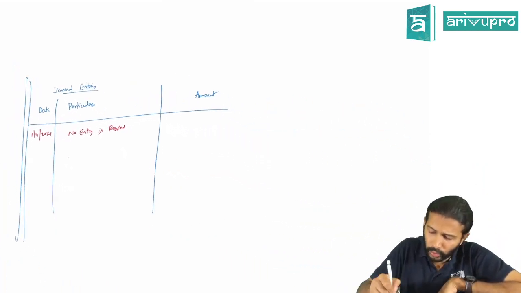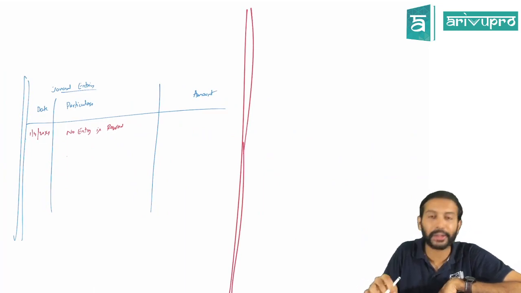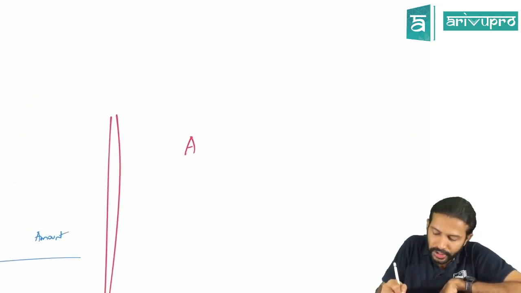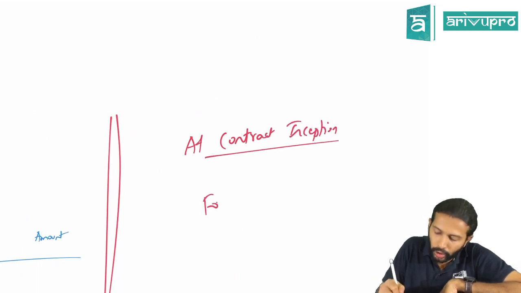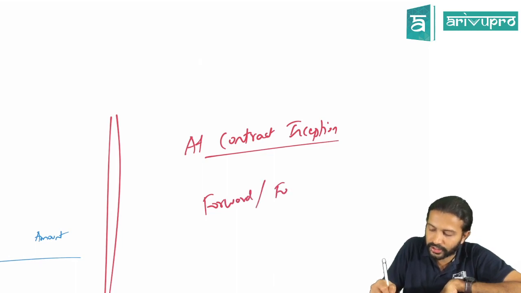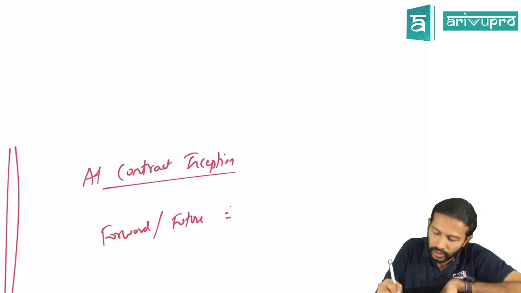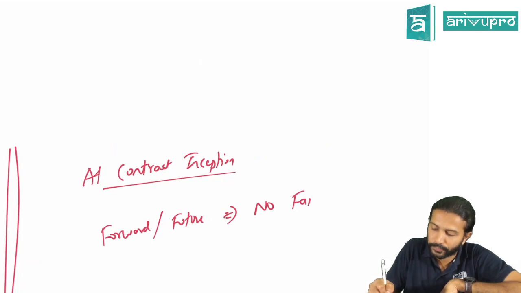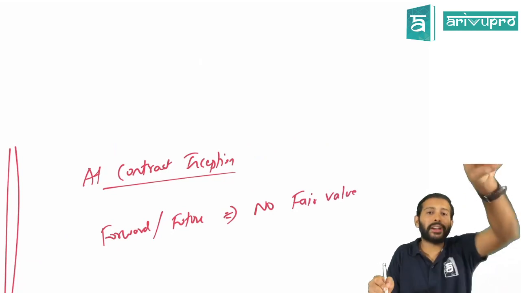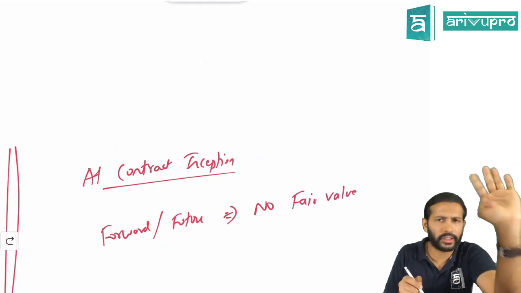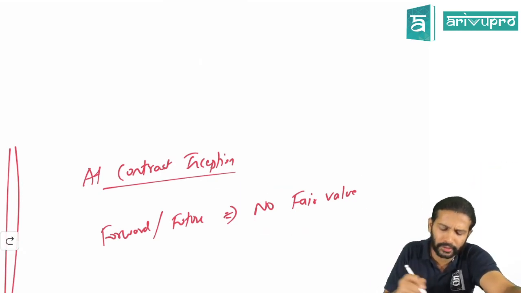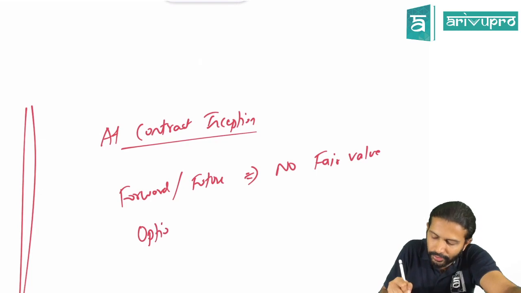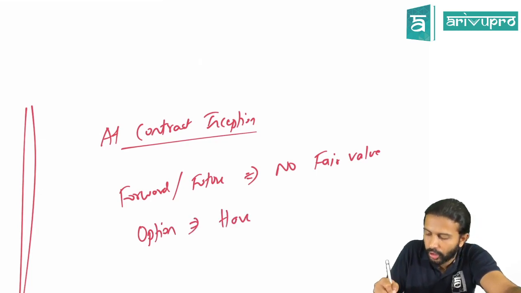We have also discussed this, just to refresh your memory. At contract inception, meaning when you enter into a contract, your forwards, futures, interest rate swaps and so on will have no fair value. On the day you enter into these contracts, whether forward, future, or interest rate swap, on that particular day, it will have no fair value. Only an option will have fair value.